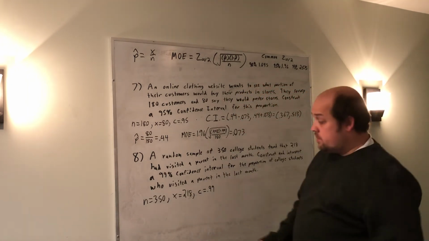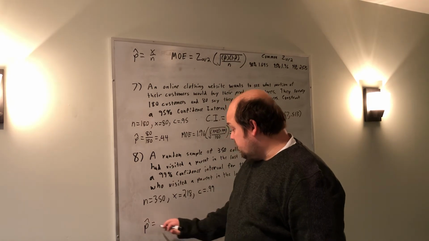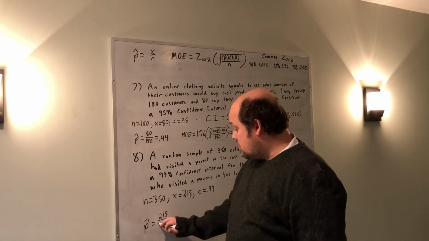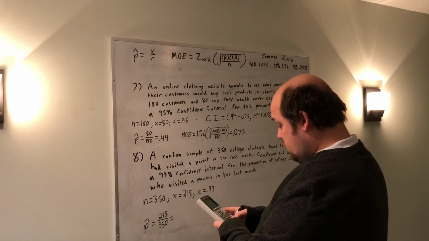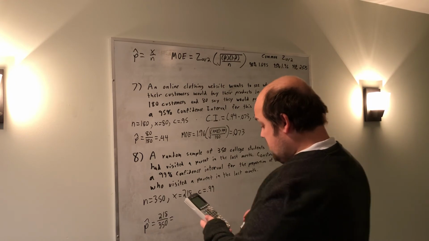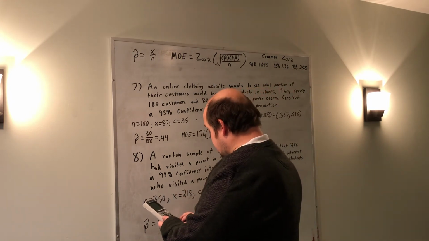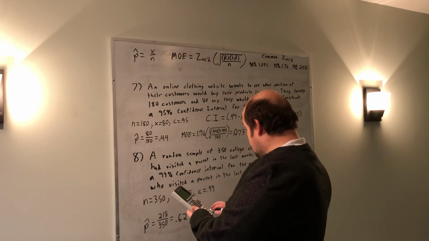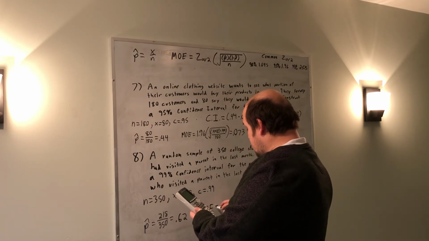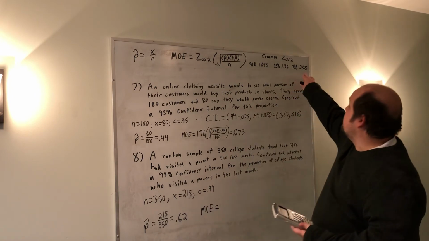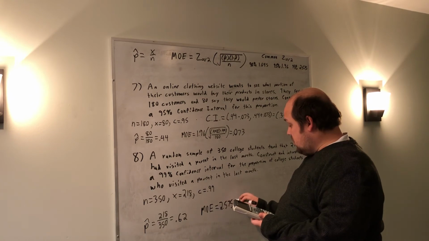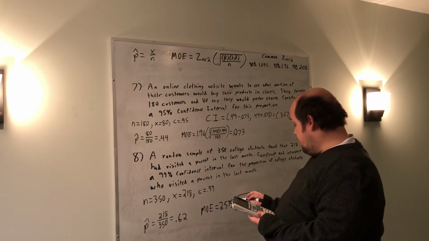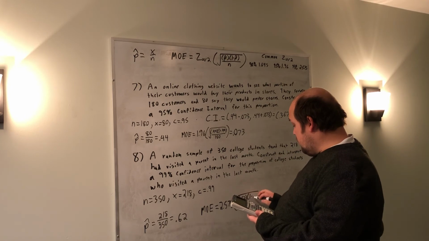If I now use these numbers to calculate, my p hat is x 218 over n 350. When I put that into my calculator, 218 divided by 350 gives me 0.6228, which I'm going to call 0.62. That means my margin of error equals, for a 99% confidence interval, that connects me to the number 2.575, times the root of 0.62 times 1 minus 0.62 over my n of 350.